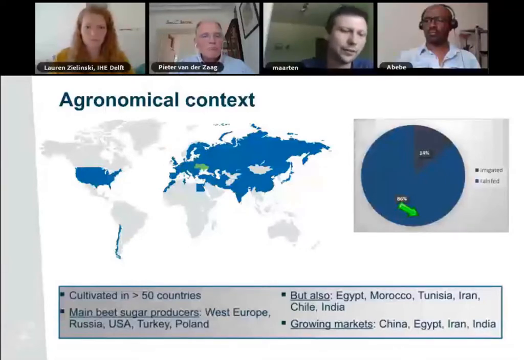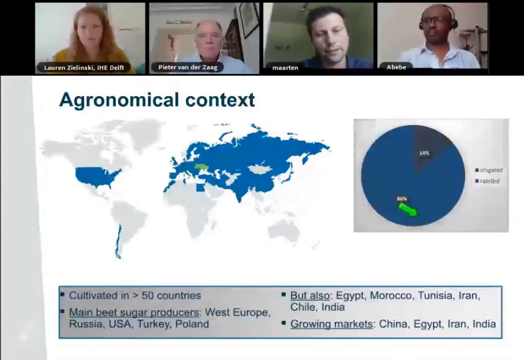The main areas are, of course, West Europe, Russia, USA. So it's often considered as the temperate sugar crop. But in fact, there are also substantial, significant growing regions in Egypt, Morocco, Iran, Chile, and in fact, even India. And in fact, those are the regions where the acreage is expanding mostly.